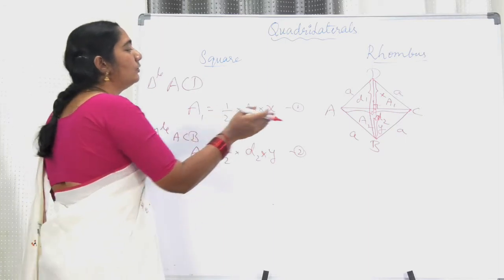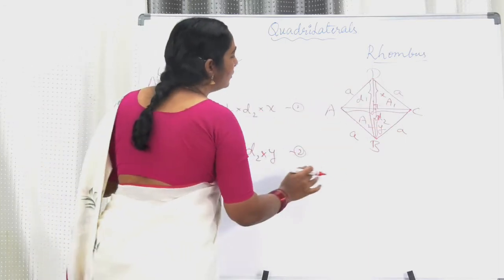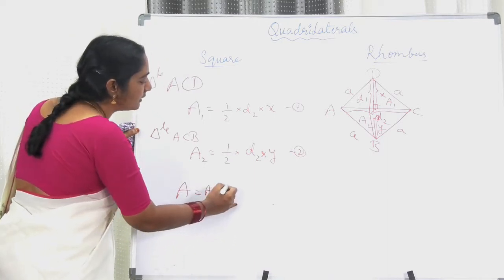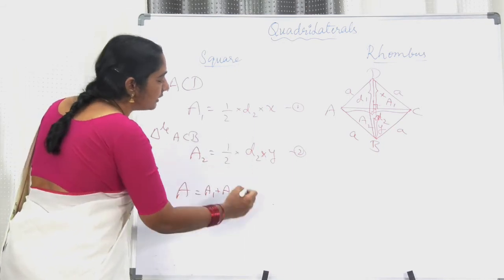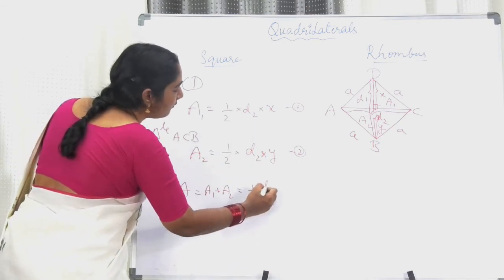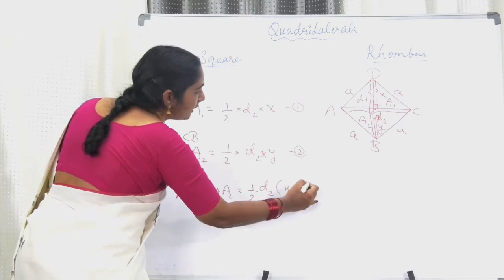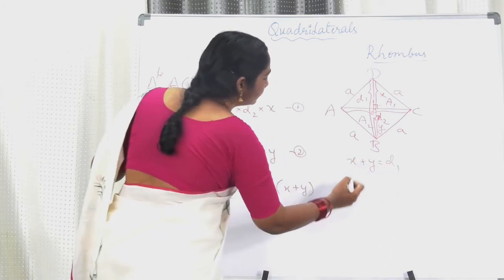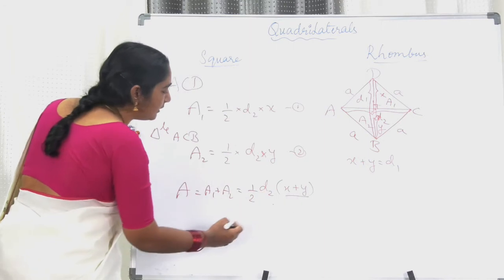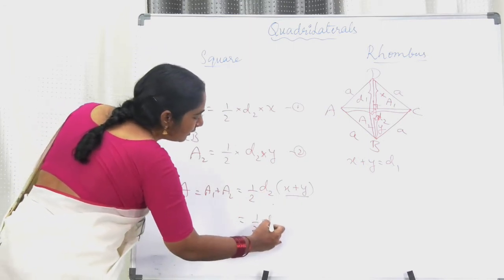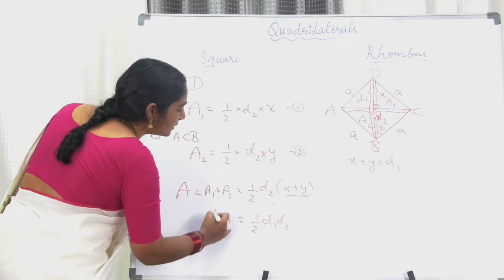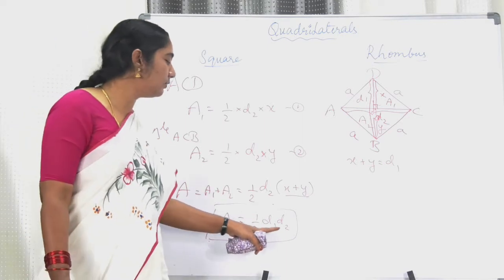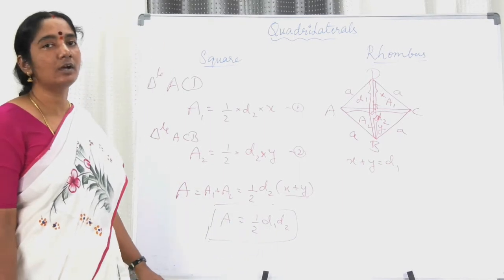When you are adding these two, this is area A1 and this is area A2. Adding these two, we get the area of the rhombus A, which is A1 plus A2. So when we add these two, half D2 is common, and x plus y we get. But from the diagram, we know that x plus y is equal to D1. So we can replace x plus y with D1. So the area of a rhombus is equal to half D1 D2. If the diagonals are given as D1 and D2, the area of a rhombus is half D1 D2.